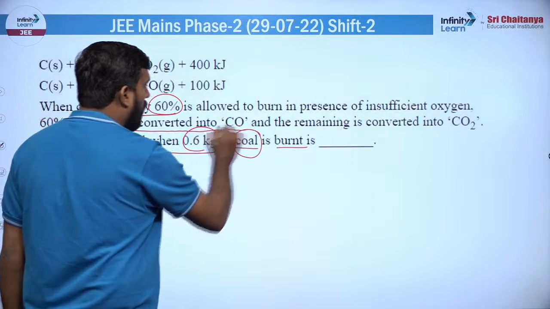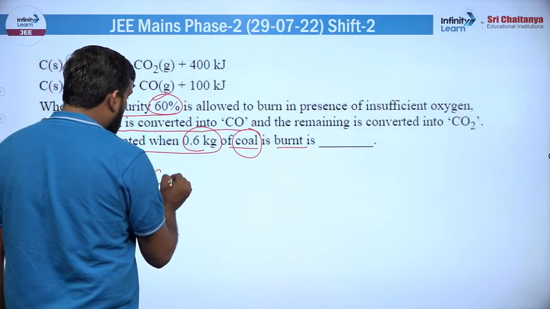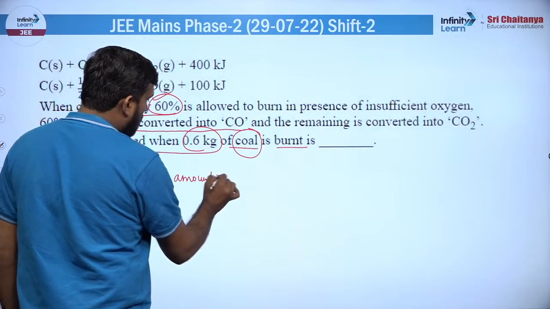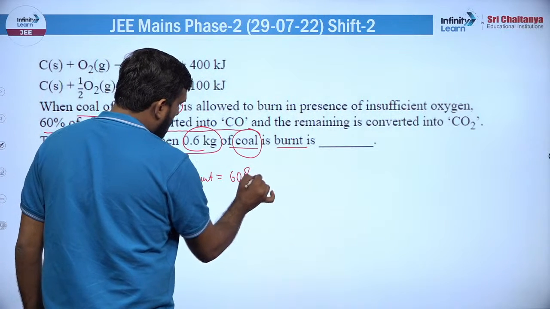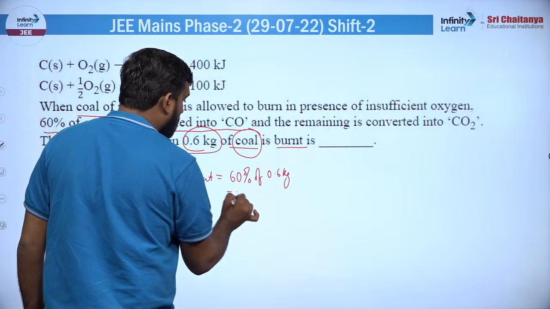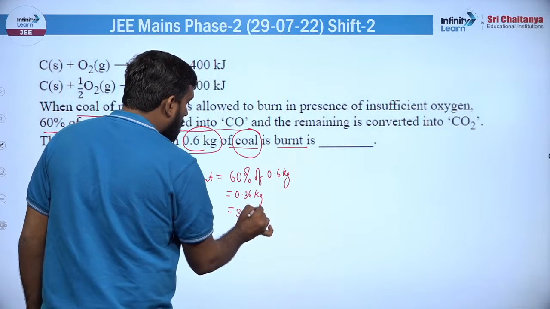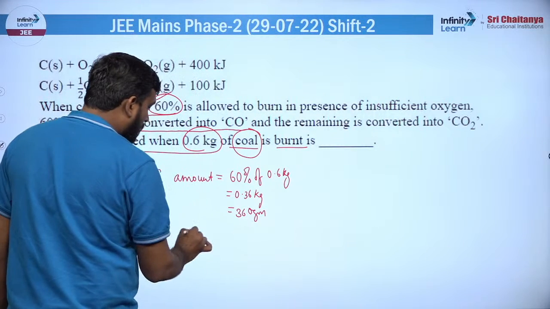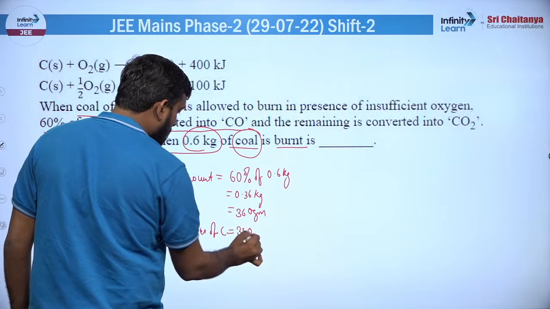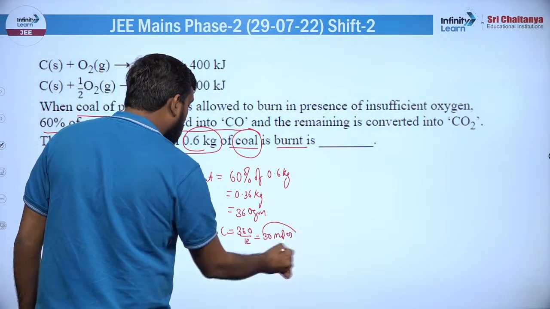Basically, in the coal all of it is not carbon, only 60% of it is carbon. So the carbon amount will be equal to 60% of 0.6 kg, that is equal to 0.36 kg, which is equal to 360 gram. Out of 360 gram, if I calculate the moles of carbon, then moles of carbon will be equal to 360 divided by 12, which is equal to 30 moles. So basically 30 moles of carbon is there.